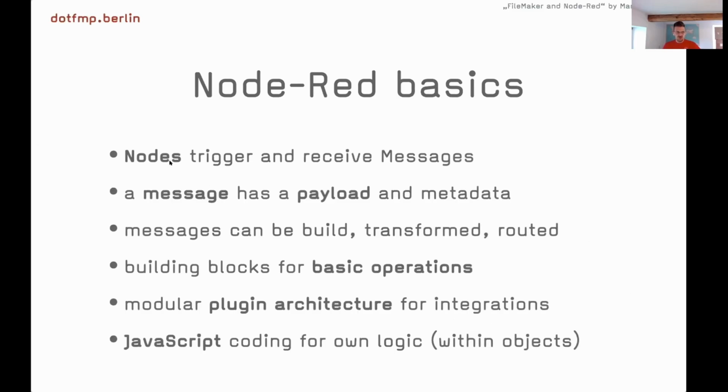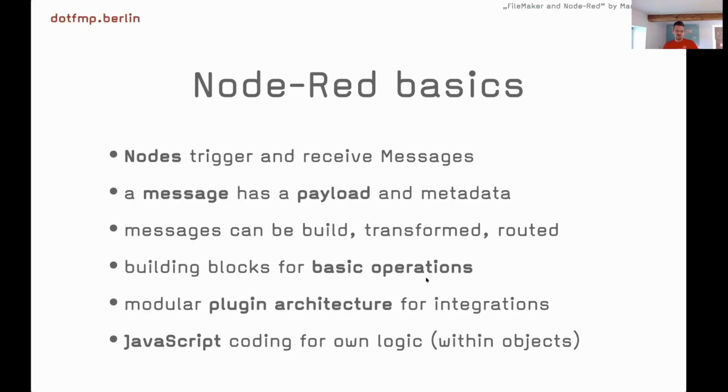So there are nodes. That's where the name Node-RED came from. Nodes are building blocks you can do things with. The nodes trigger and receive messages, and these messages have a payload and some metadata. The payload is used to send information between all these different things. You can build these messages, transform them, and route them. There are some basic mechanisms for pipelines and triggers.